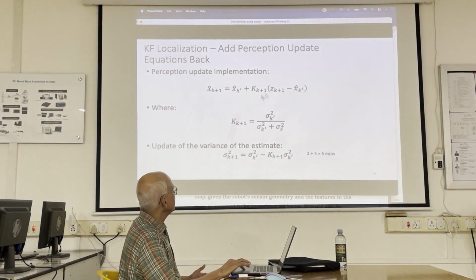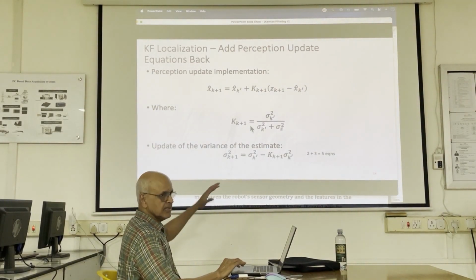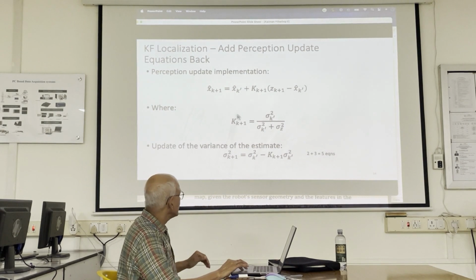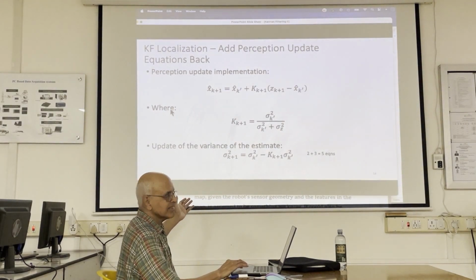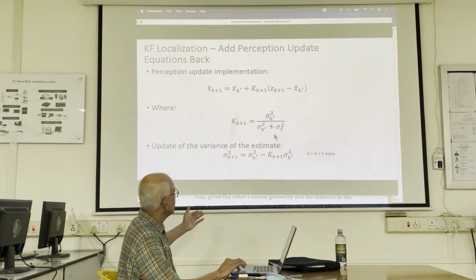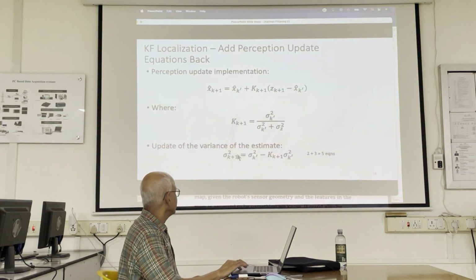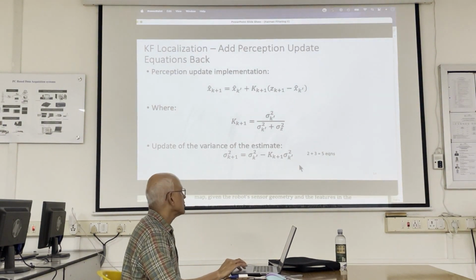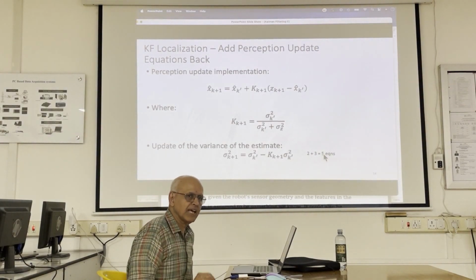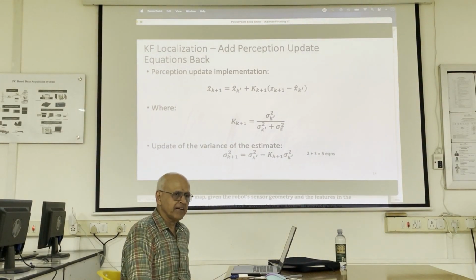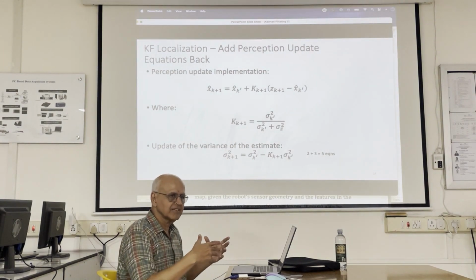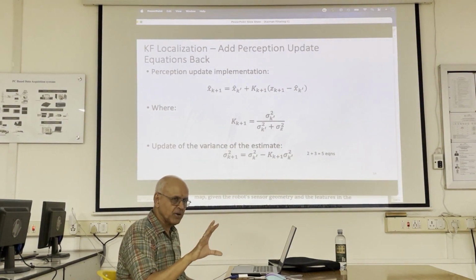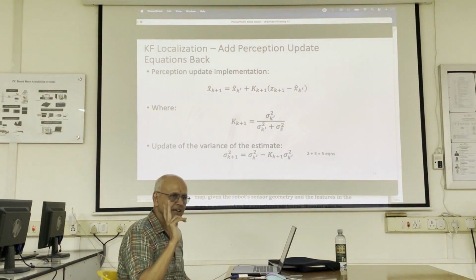So 3 equations, got it? The ordering is misleading because you first have to calculate this. But that's obvious, right? So this is done first, then that, then you update the variance. So 2 plus 3, 5 equations. All Kalman filtering implementations have 5. Whether it's matrix, 6 elements in the state vector, anything, doesn't matter. There's 5 equations. Classic 5, 2 plus 3.